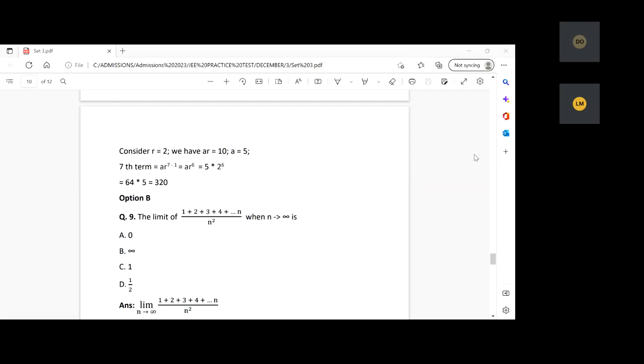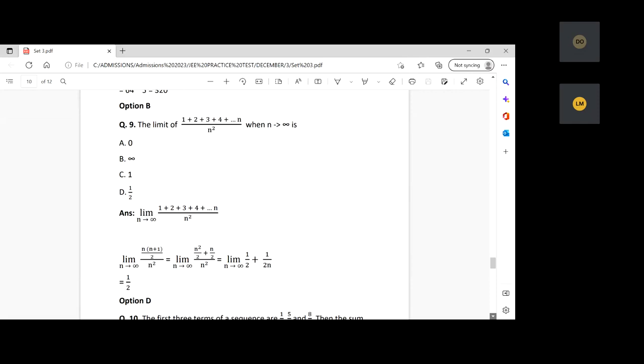So I'm waiting for you to type the option in the chat box. Yes, I think... okay, I'm so sorry, I'm not able to pronounce the name. Sai Chaitanya Haribabu. A lot of students have typed the answer. Okay, let's check. Is it 1 by 2? I don't know. Let's check.